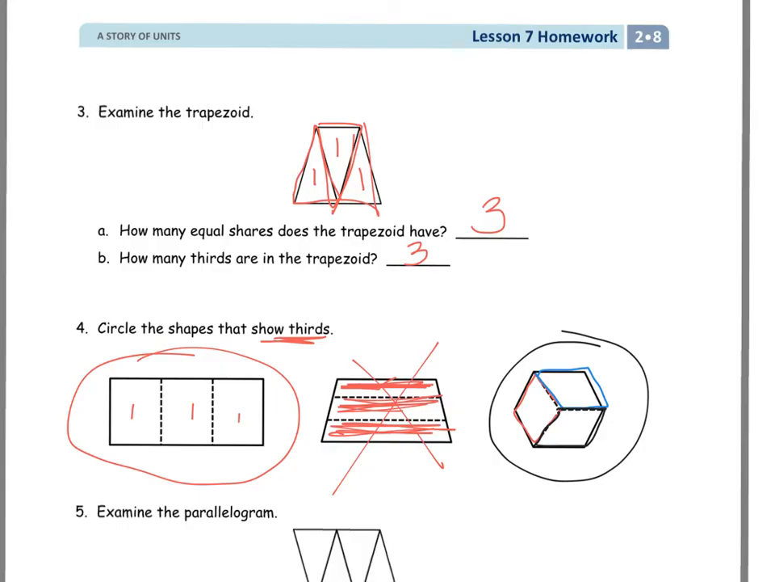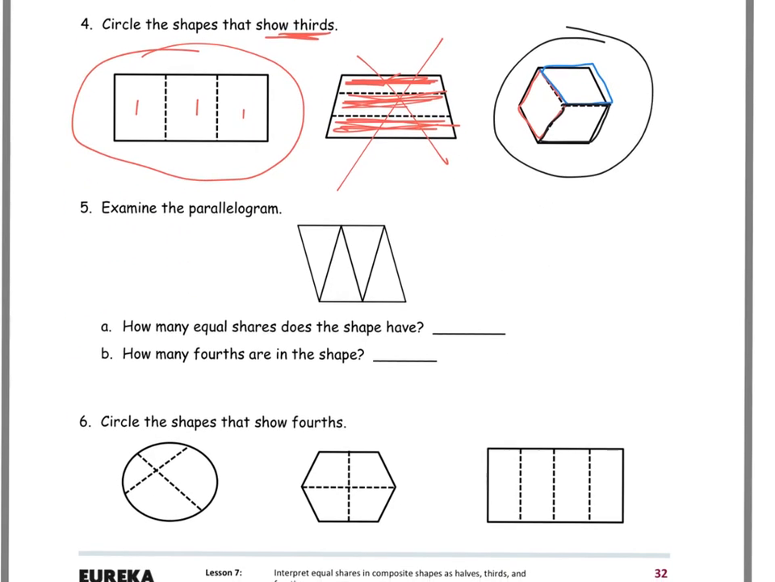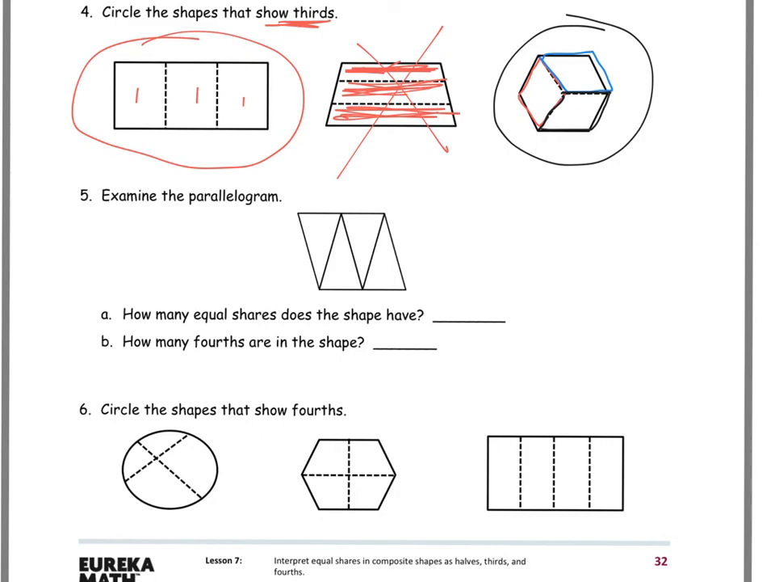As we take a look down at the last one, examine the parallelogram. How many equal shares does the shape have? I see 1 triangle there, 2 right there, 3 right there, and 4 right there. So it looks to me like there are 4 equal pieces or shares. So how many fourths are in the shape? This is a fourth, this is a fourth, this is a fourth, and this is a fourth. So I have 4 fourths that create that one whole parallelogram.